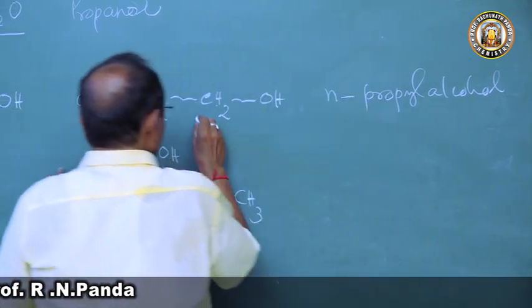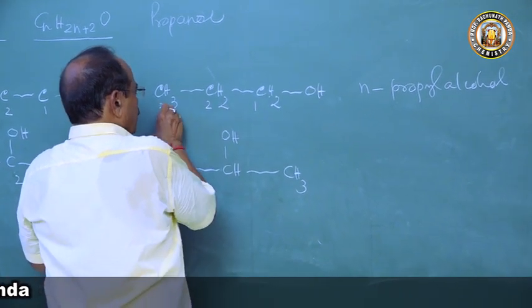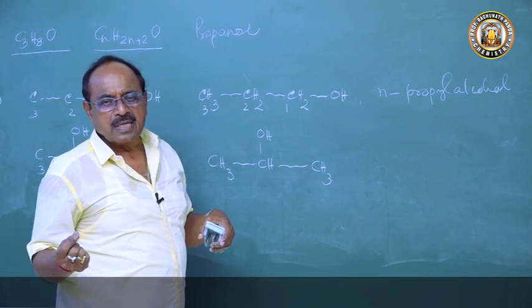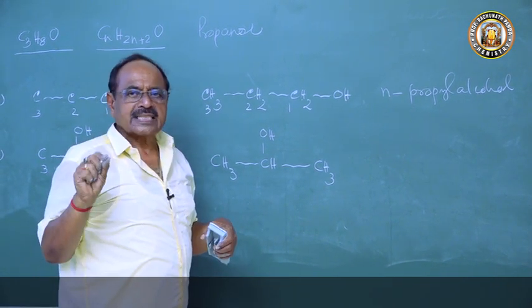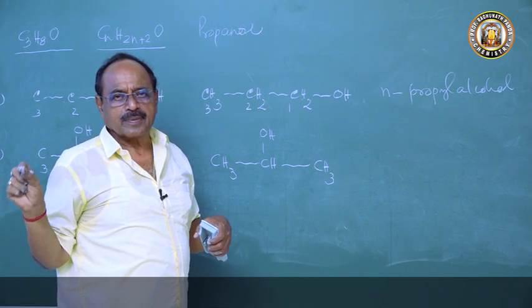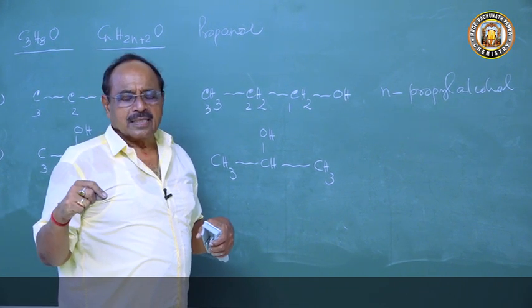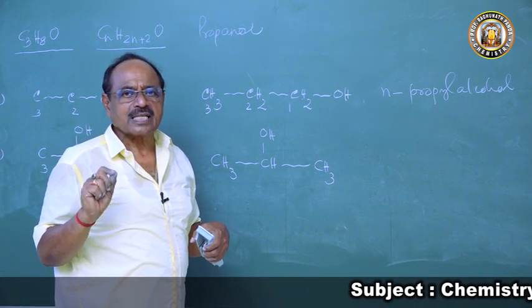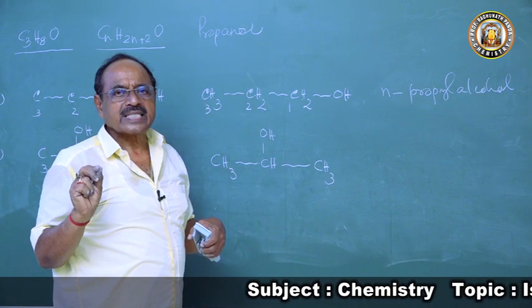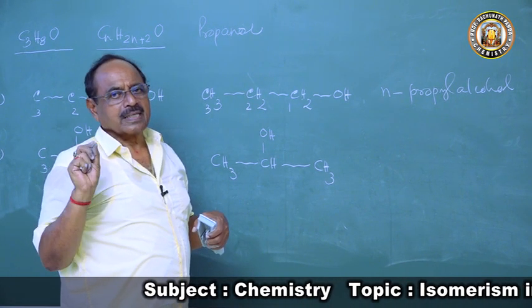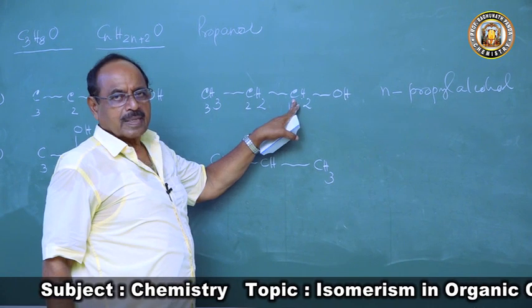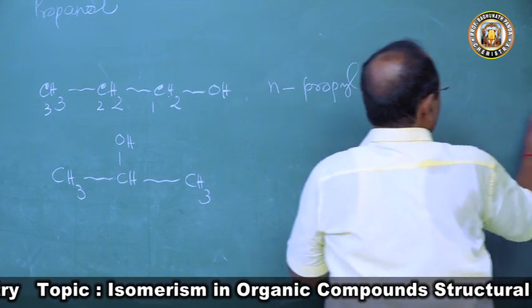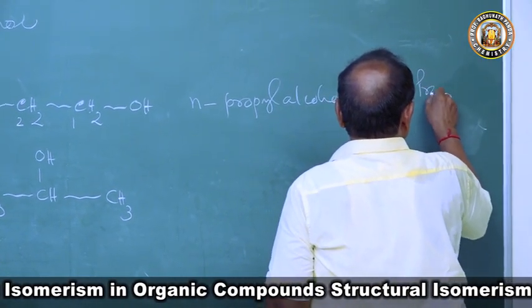If you write the IUPAC name, 1, 2, 3. Why am I numbering this side? Why not this? Now the rule for the IUPAC system: first, choose the longest continuous carbon-carbon chain. Second, number the carbon atoms such that the carbon atom having the functional group will have the lowest number. So here the first carbon atom has the OH. So it was propane. So how to name? What is the hydrocarbon? Propane.